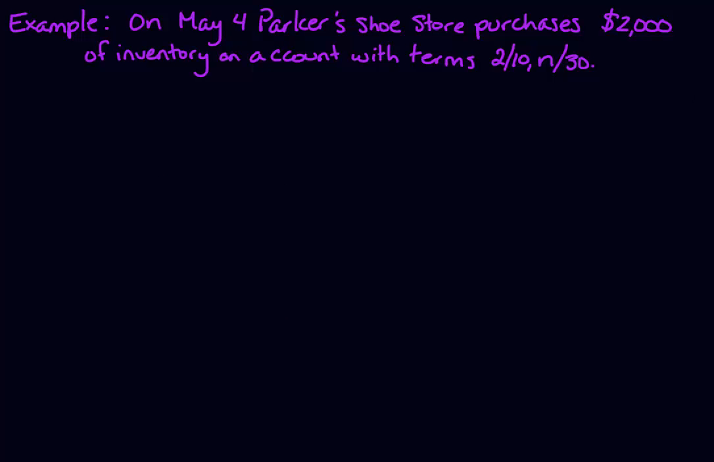So let's continue on with our example of purchasing inventory. Now on May 4th, Parker's Shoe Store purchased $2,000 of inventory on account with the terms 2/10, n/30. Let's talk about these terms for one moment. These are what is referred to as discount terms.